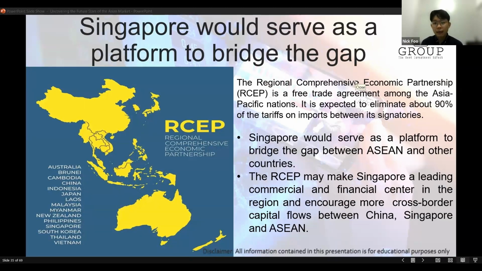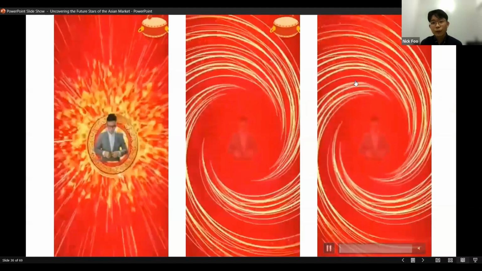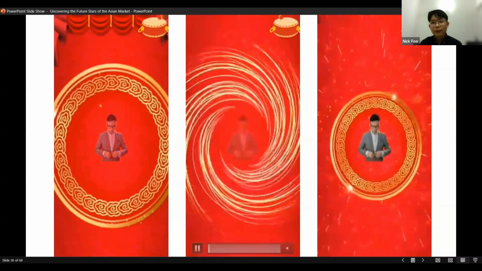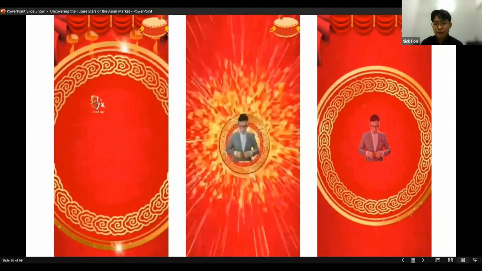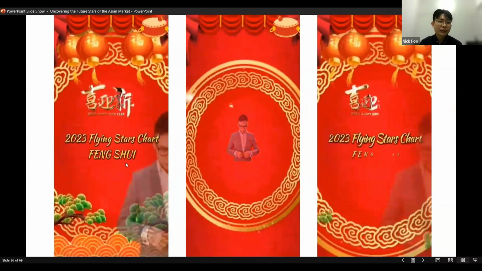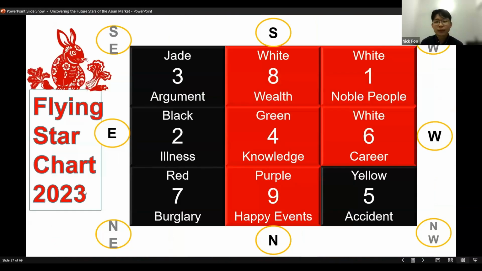Now, if you believe in feng shui, I'm going to tell you about this night period. Now this is the flying star chart, 2023. We don't look at the black box. We should look at the red box. Red box represents a prosperous direction.